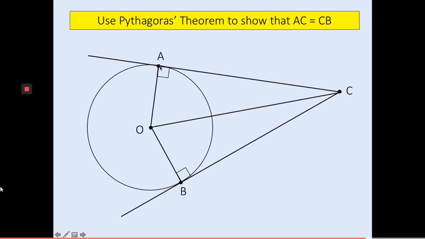Okay, my hint is that you can call this length r, and then call this line here, the one they've got in common, we don't know what it is, we'll call it x. And then try using Pythagoras' theorem.